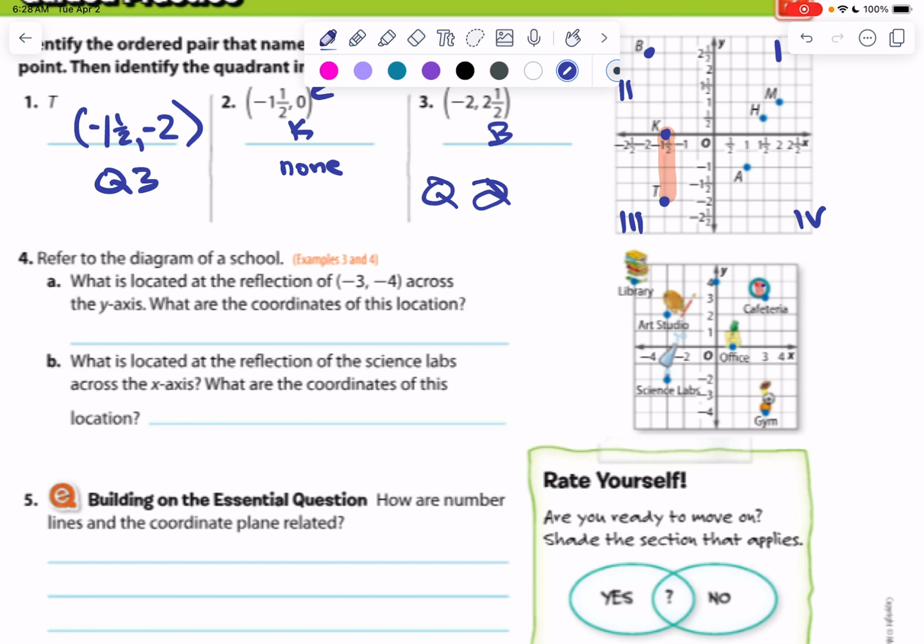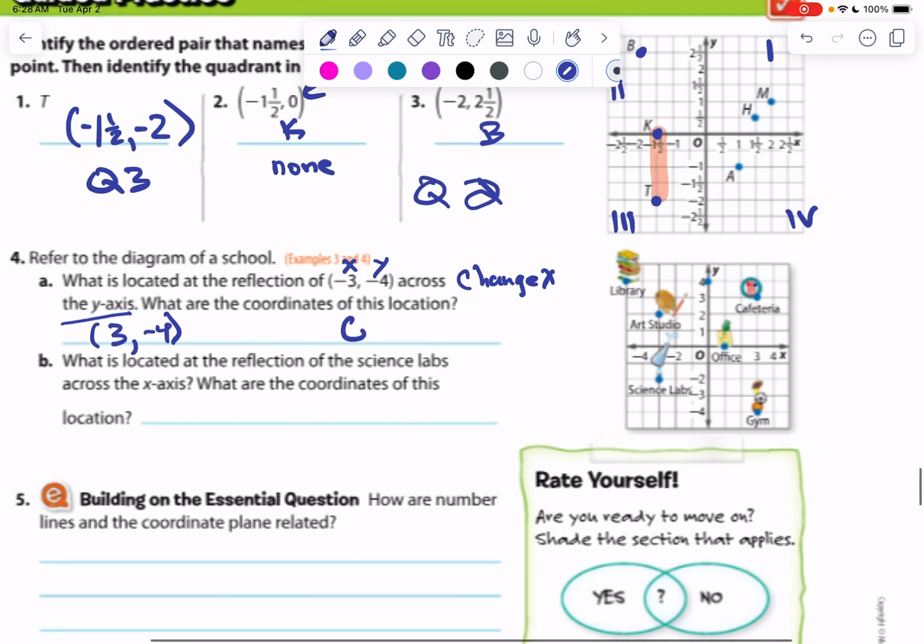That's good to know. Maybe it's college. What is located at the reflection of negative 3, 4 across the y-axis? So we'll change the x-coordinate in order to figure that out. X, Y. So that's going to be positive 3, keep the y-axis, negative 4. Let's go find that. Positive 3, negative 4. That's the gym.